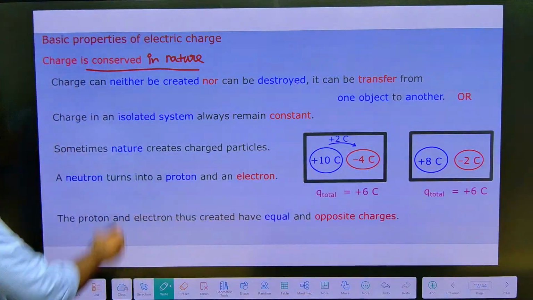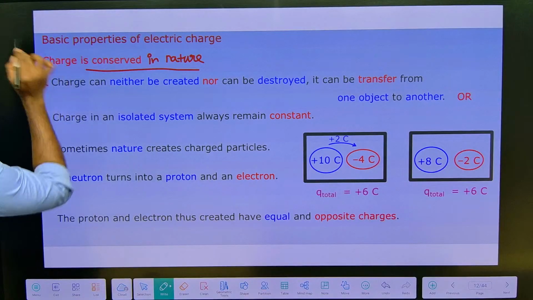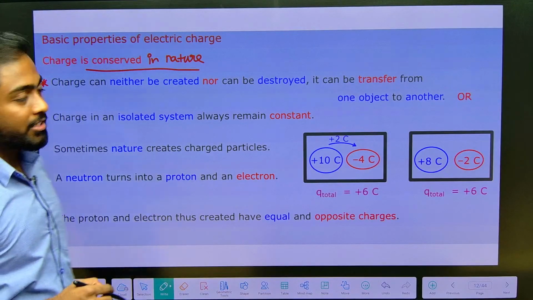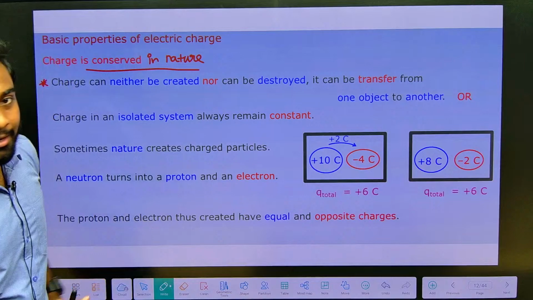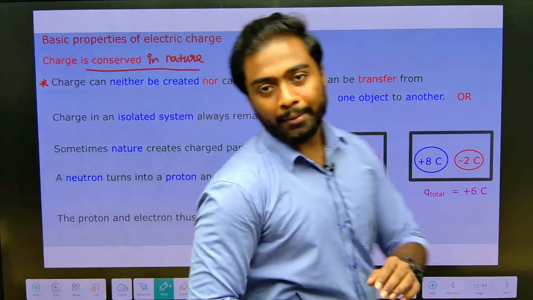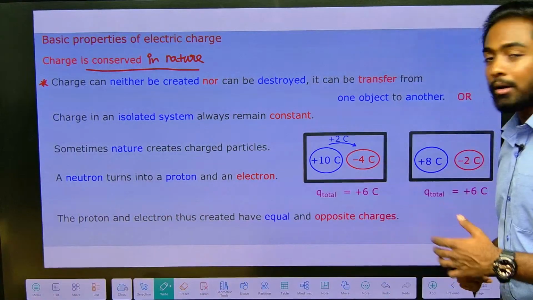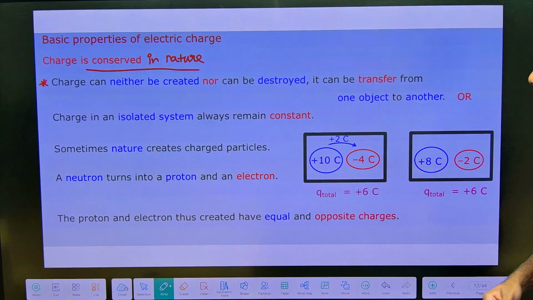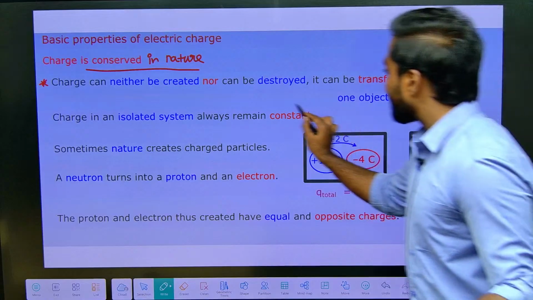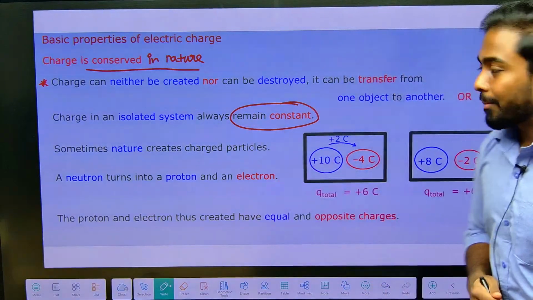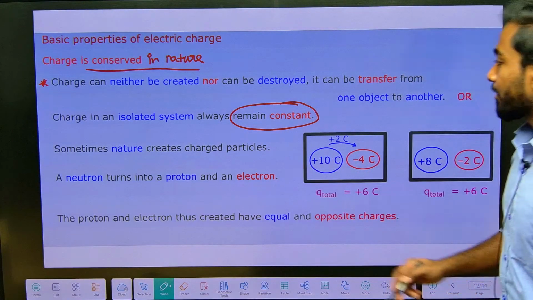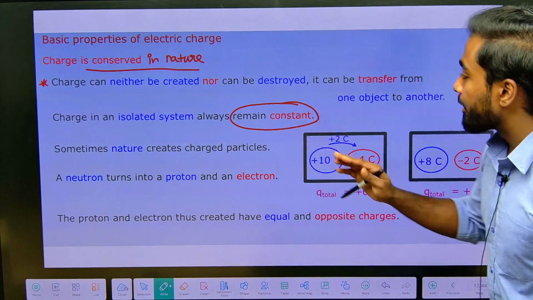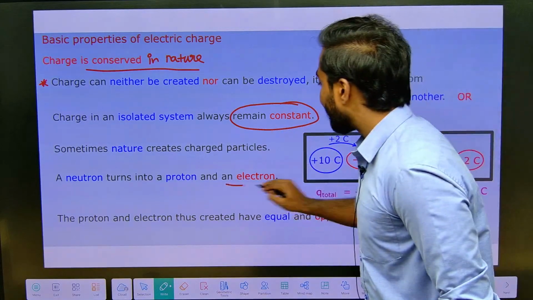So this sentence we have studied in work, energy and power also. Energy can neither be created nor be destroyed, it can be transferred from one system to the other, we have told. So charge in an isolated system always remains constant. Sometimes nature creates charged particles, and a neutron turns into a proton and an electron.